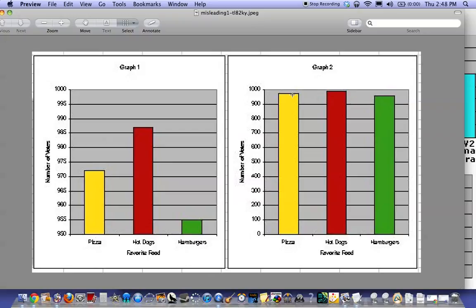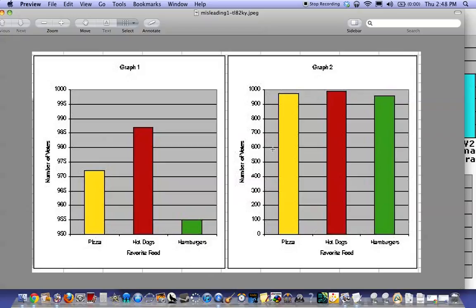Pizza, hot dogs, and hamburgers all really, the number of votes they received was pretty similar. I mean, one food did not blow any of the others out of the water. Even though hot dogs had the most votes, hot dogs didn't win this vote by much.